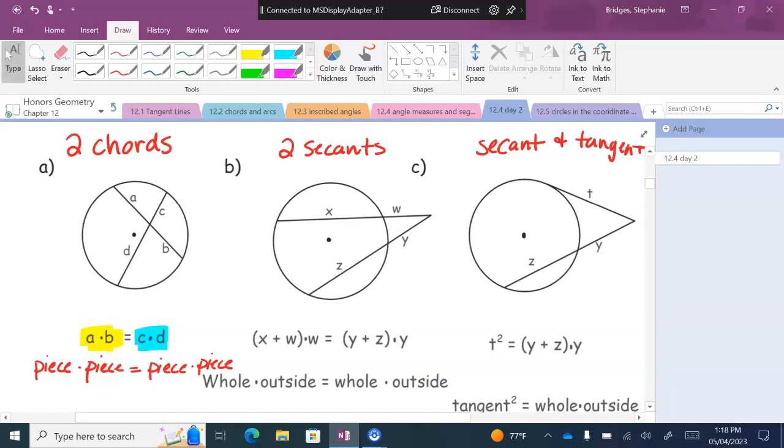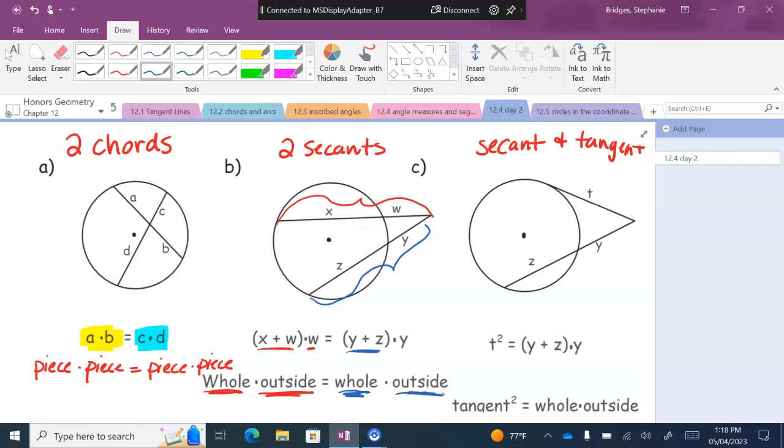Two secants. It is the whole secant times the outside. So if you see x plus w, that's my whole secant, times my outside. Whole times outside is equal to the other whole secant, z plus y, which is right here, times the outside, whole times outside. So two chords, piece times piece equals other piece times other piece. Two secants, whole times outside equals whole times outside.